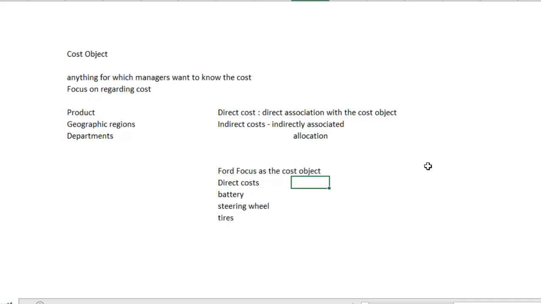But then what about indirect costs, right? And then let's say indirect cost. Let's say the utility cost, the electricity.